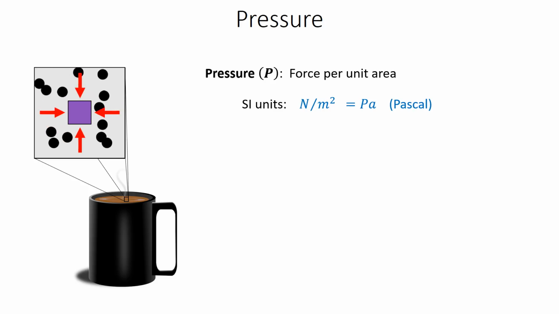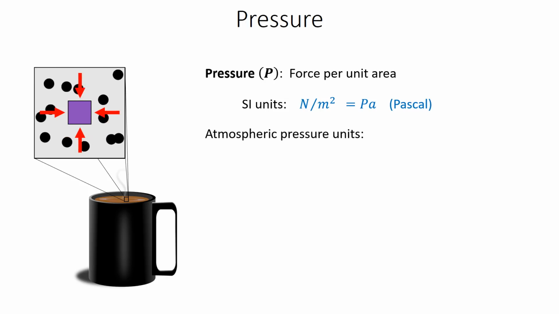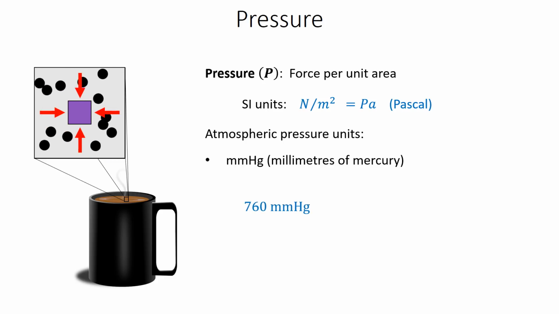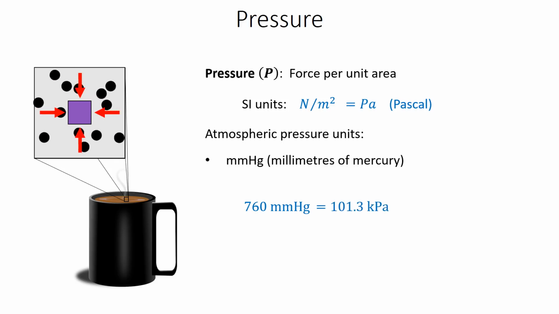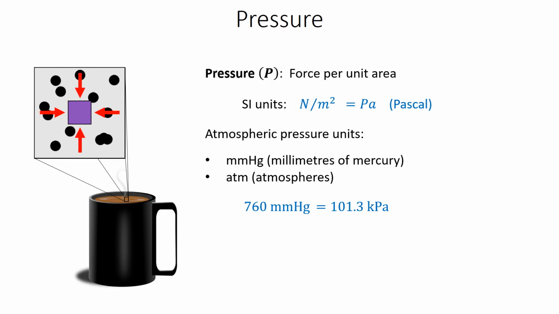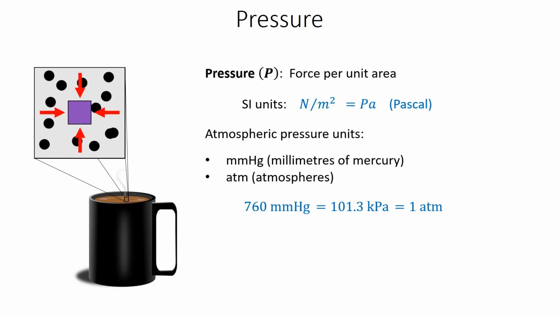However, there are many different pressure units that are often used depending on the application. For example, meteorologists measure pressure in millimeters of mercury. This unit is based on measuring changes in atmospheric pressure by measuring height changes in a column of mercury. The standard pressure of our atmosphere is 760 millimeters of mercury, which is equivalent to 101.3 kilopascals. Because atmospheric pressure is such a standard to compare other pressures against, we also have units of atmospheres. Naturally, this pressure scale is set so that 1 atmosphere is equal to 101.3 kilopascals.